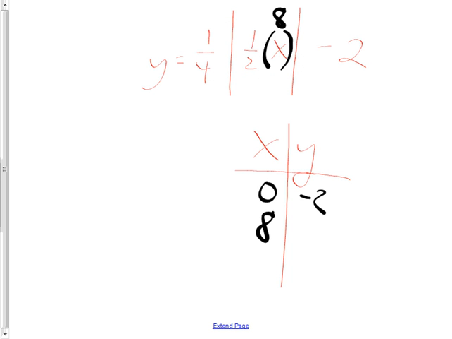If I put in an 8 here, 1/2 of 8 is 4. Absolute value of that is 4. And then 1/4 of 4 is 1. And then 1 minus 2 would be -1. Is that what you got? All right, good. Anybody else have a good point they could tell me?